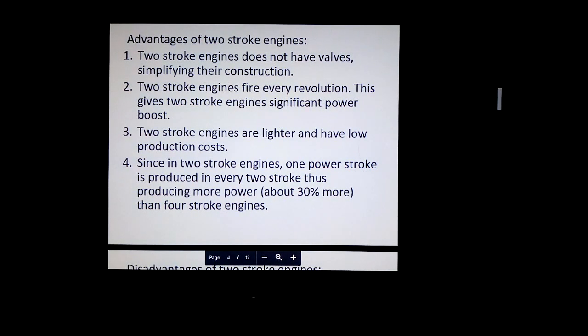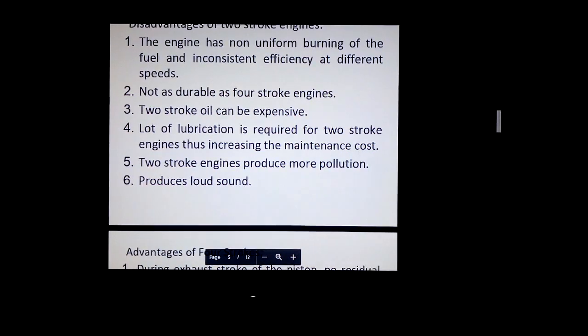Advantages of two-stroke engines. Two-stroke engines do not have valves, simplifying their construction. Two-stroke engines fire every revolution. This gives two-stroke engines a significant power boost. Two-stroke engines are lighter and have low production costs. Since in two-stroke engines one power stroke is produced in every 2 strokes, they produce more power, about 30% more than 4-stroke engines.